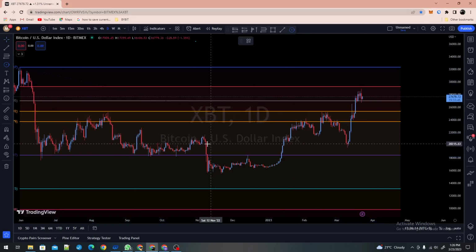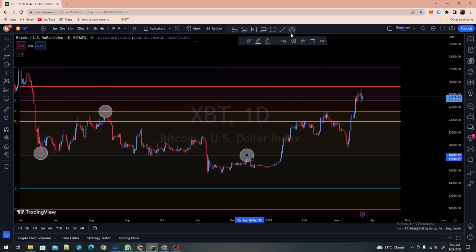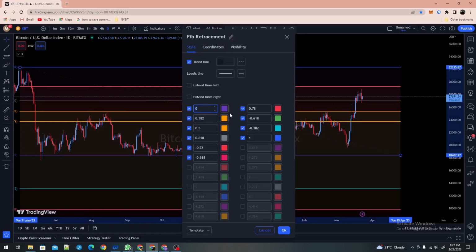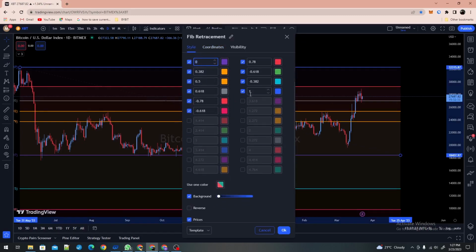Once you have plotted your Fibonacci retracement levels, you can use them to identify potential support and resistance levels in the market. The important levels of Fibonacci retracement are 0.382, 0.5, and 0.618. To apply this setting, go to Setting of Tool and change or disable some values like this.